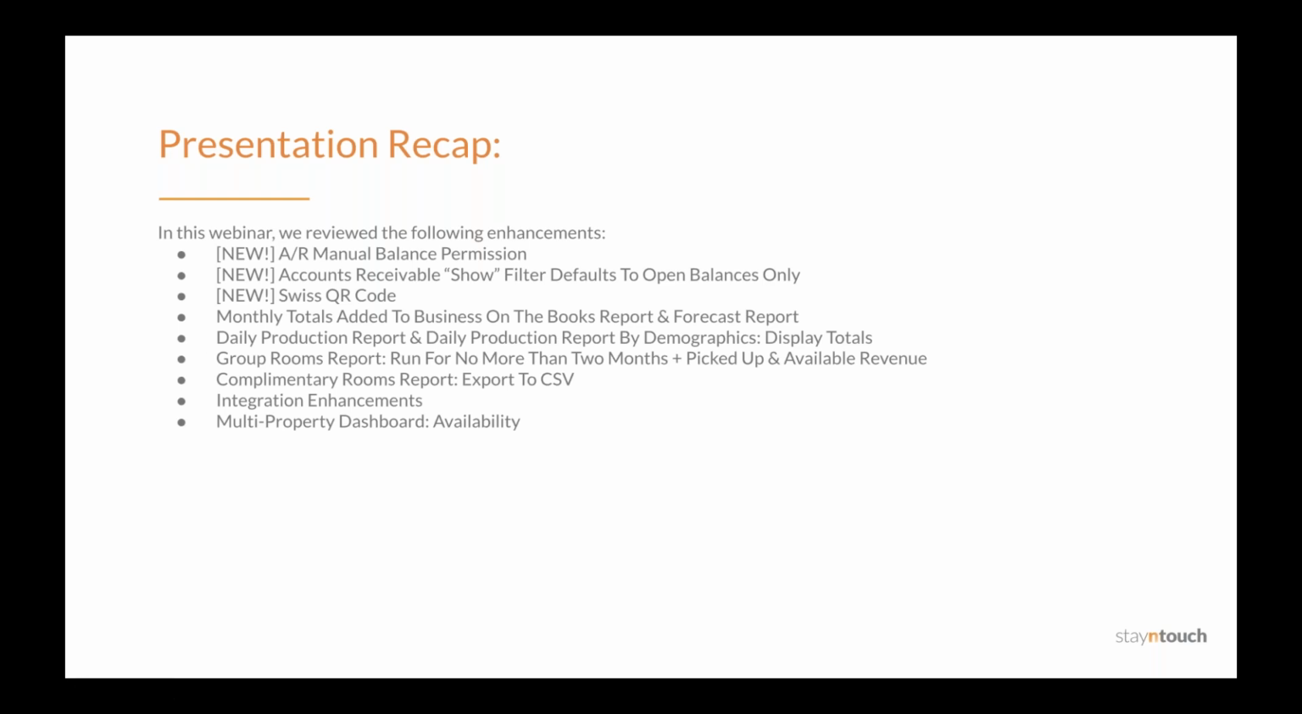So today we've reviewed the following enhancements: the new AR manual balance permission, the new accounts receivable show filter now defaults to open balances only, the new Swiss QR code, monthly totals added to the business on the books report and the forecast report, the option to display totals on the daily production report and daily production report by demographics, the option to run the group rooms report for no more than 2 months, plus the option to display picked up and available revenue, the option to export the complementary rooms report to CSV, our integration enhancements, and finally, the multi-property dashboard availability option.